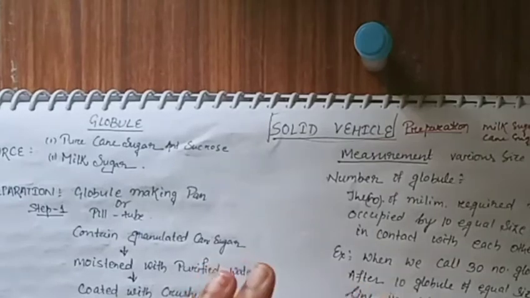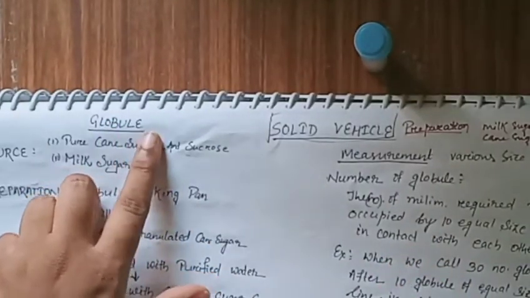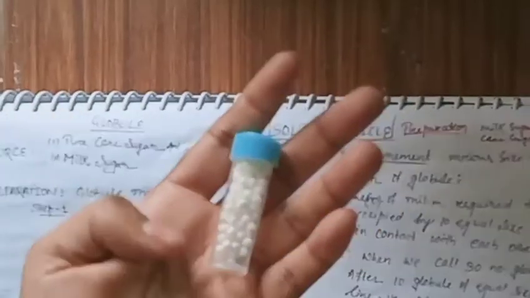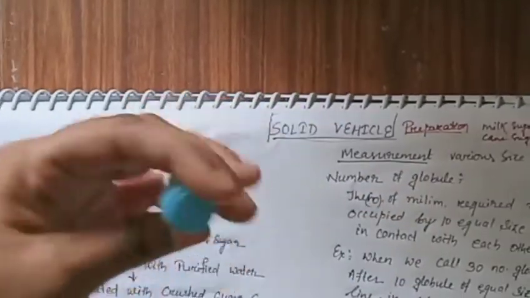So now our focus is on globules, how we prepare the globules. This is a real example of globules. So how is it prepared?